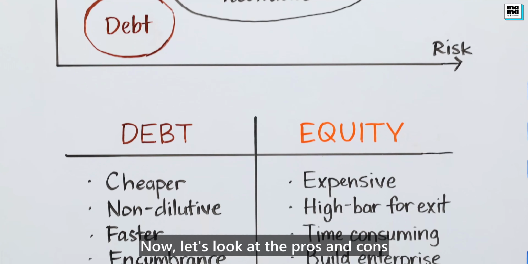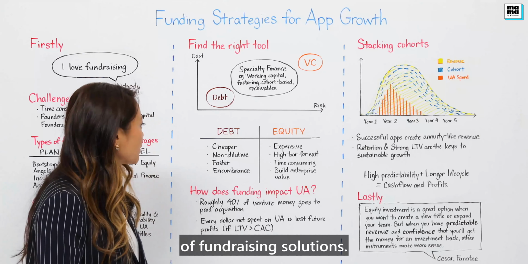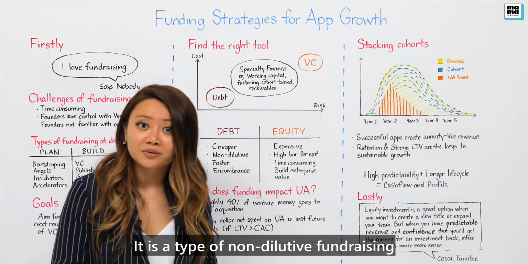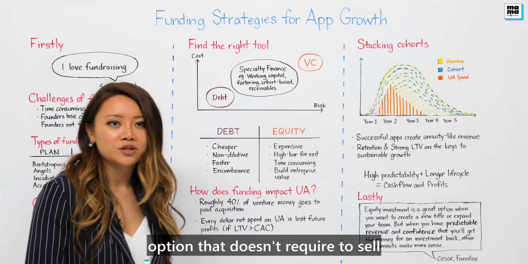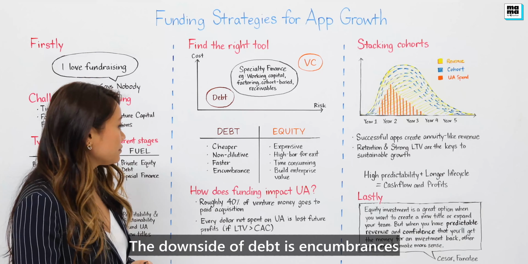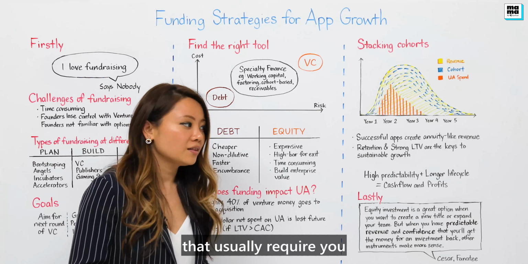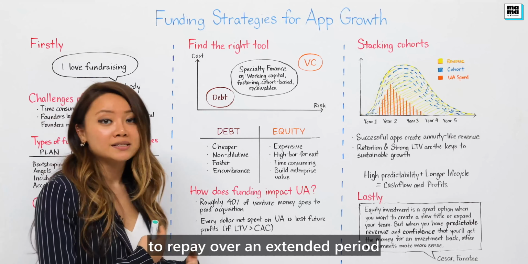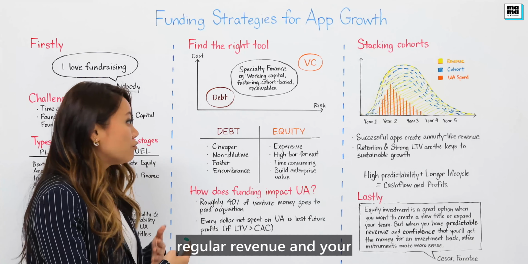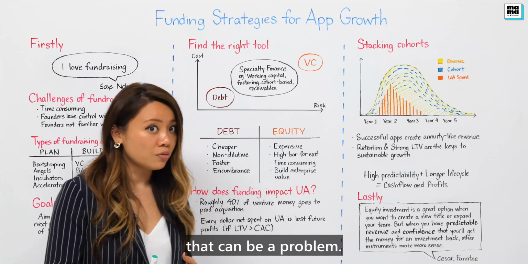Now let's look at pros and cons of debt and equity, the two most discussed types of fundraising solutions. With debt, it is cheaper and faster to raise. It is a type of non-dilutive fundraising option that doesn't require you to sell a piece of your business. The downside of debt is encumbrances, such as liens and performance covenants, that usually require you to repay over an extended period of time. And if you're not generating regular revenue and your business expenses are high, that can be a problem.